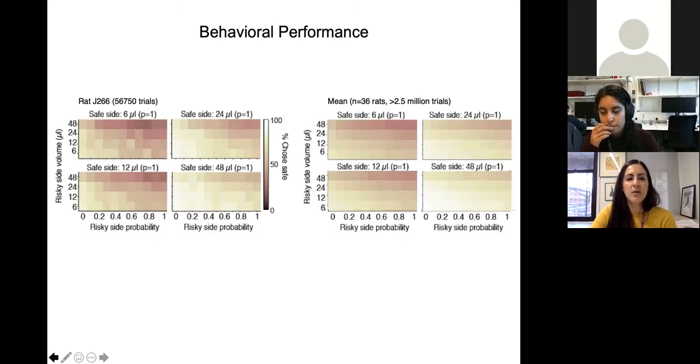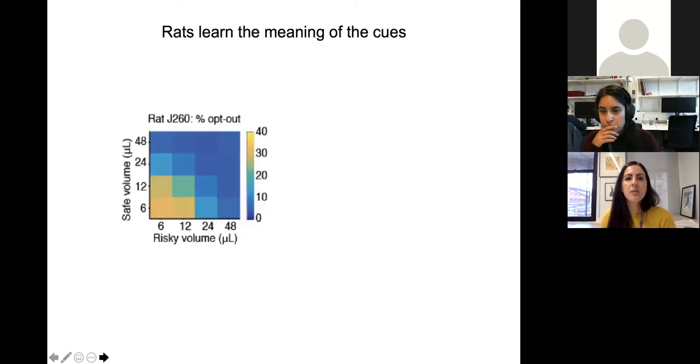and to drive the point home that we have a really rich description of the animal's choices across a large choice set. But one thing, of course, that we worried about is that the animals didn't really understand the meaning of the cues, and they were using some perceptual heuristic, for instance. So one piece of evidence that suggests that that's not the case is shown here.